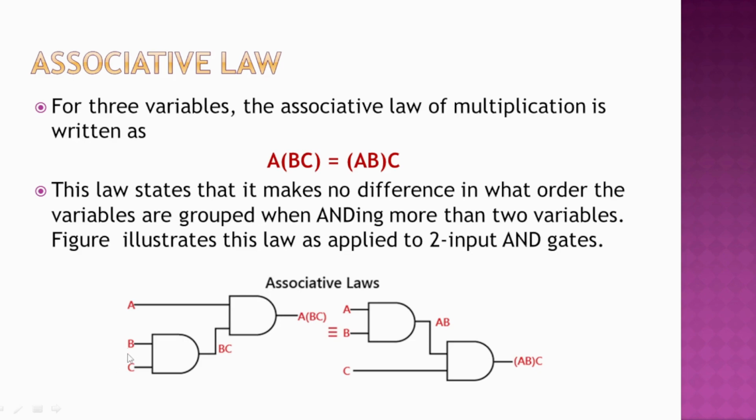So first of all, B and C are combined to form one AND gate, and this output is combined with A to provide A into B into C. It is equivalent to A and B first being combined to form an AND gate, and this output is joined with C to provide an output of ABC.